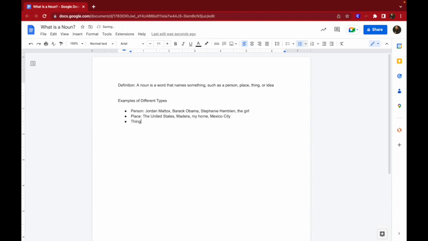The next type is a thing. So a thing can be something specific, like my iPhone, or it could be something general, like a shirt or a teddy bear. Anything that's a physical thing, like a stool, table, these are all examples of things.